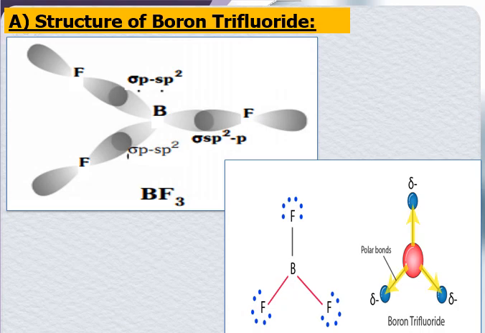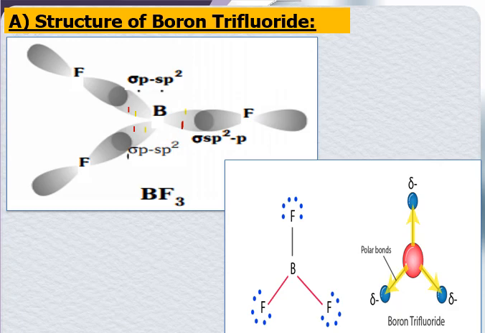Now here the structure of boron trifluoride has been given. You can see in the center boron with its three hybrid orbitals. Each one is an sp2 hybrid orbital: number 1, number 2 and number 3. They are assembled in trigonal planar form.